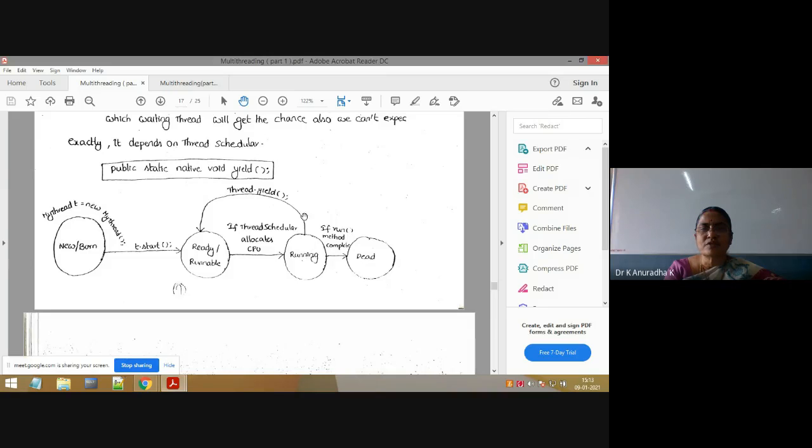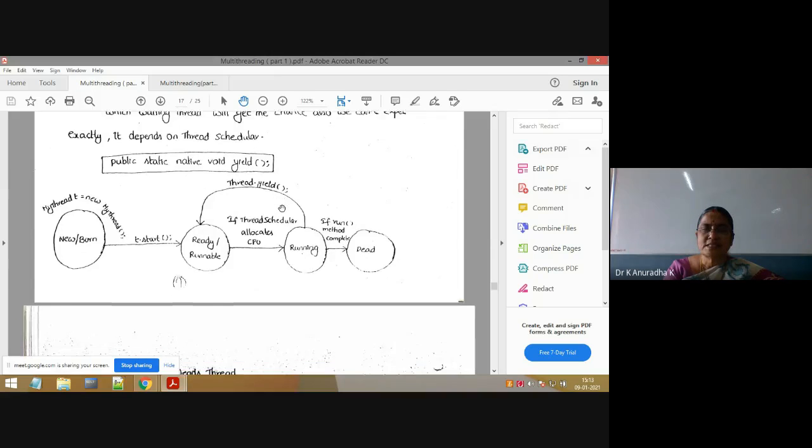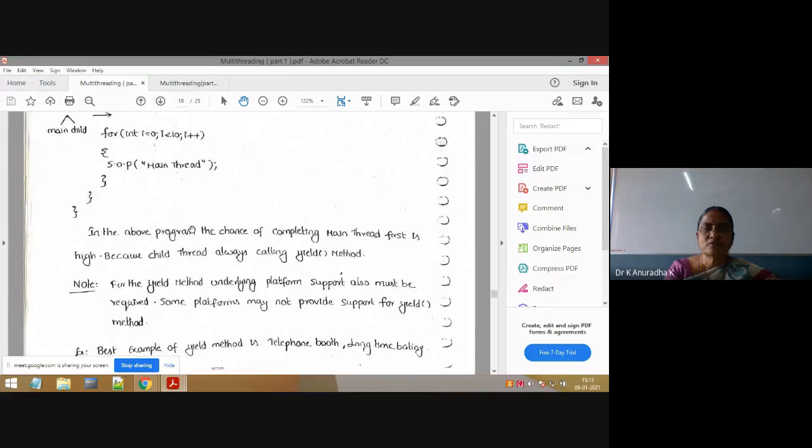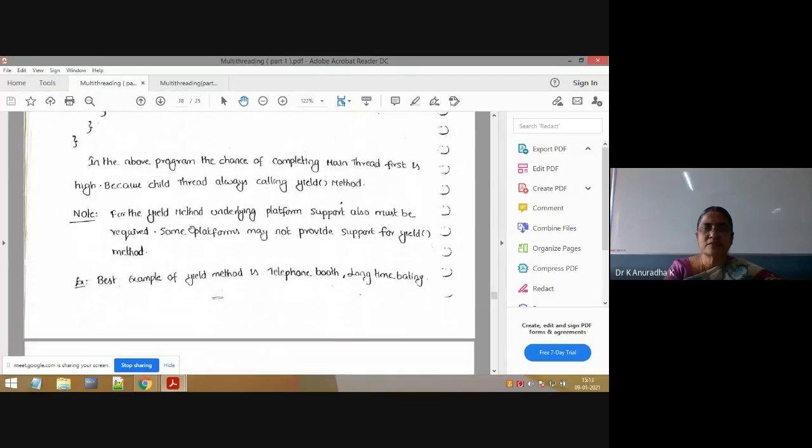Whenever it goes from running state to ready state, the main thread gets the CPU, meaning the main thread goes to the running state. So what does it mean? The main thread completes its execution first, then the child thread, because of this Thread.yield which is there in the child thread. So which thread is executed first? In the above program, the chance of completing the main thread first is high, because the child thread is always calling the yield method.